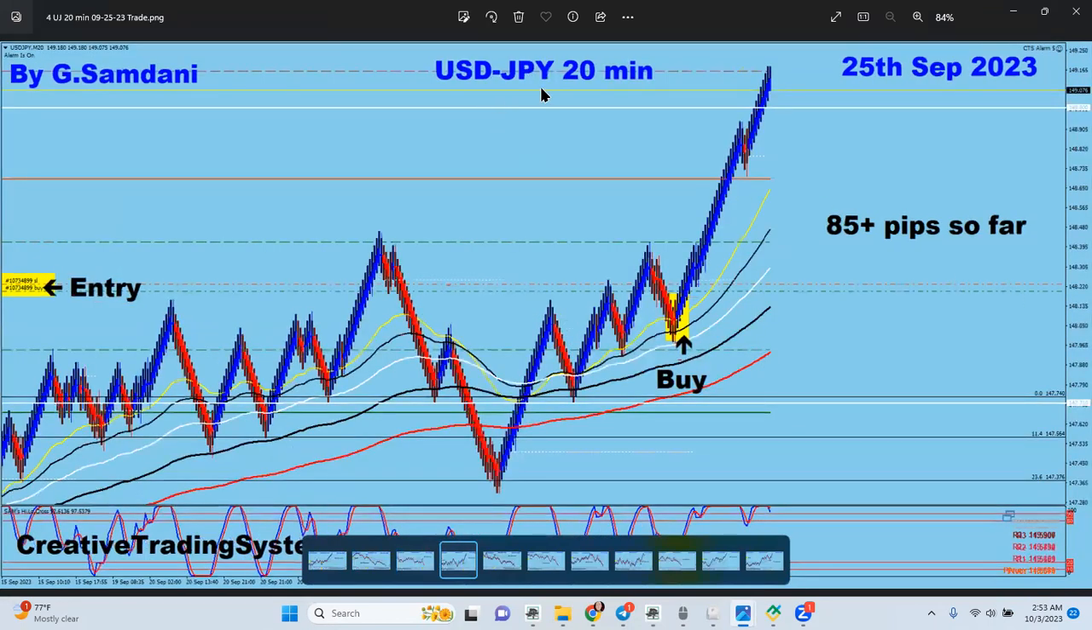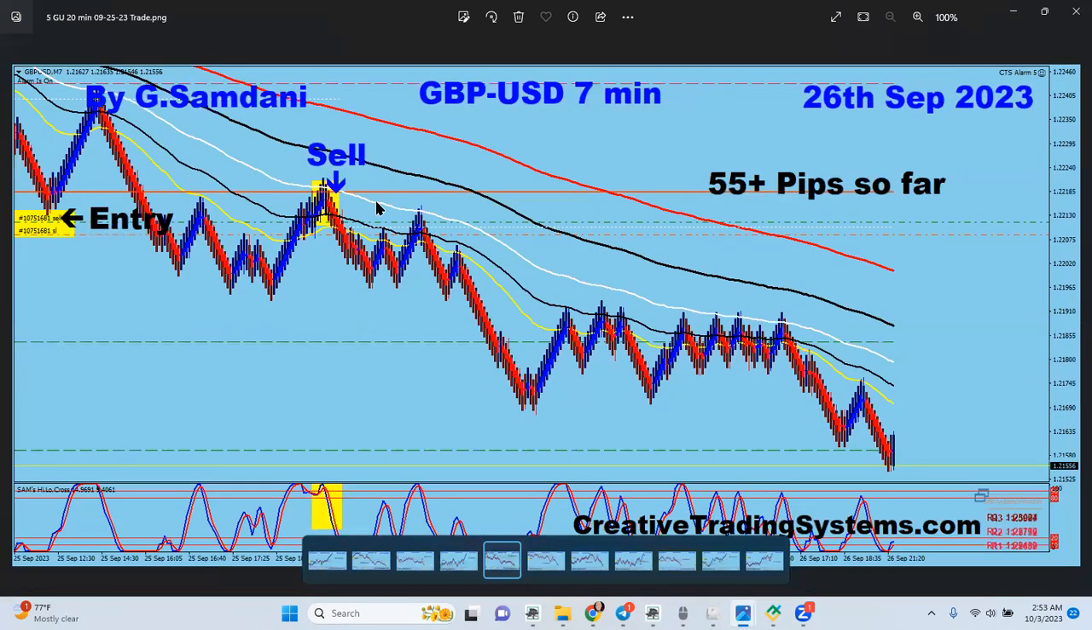Here you can see USD yen. USD was getting weaker, so EUR-USD, pound USD were going down. USD CAD, USD yen was going up. So this is a by the book entry here again, and on the 25th for 85 pip. This is pound USD. Like I said, that USD was getting strong.